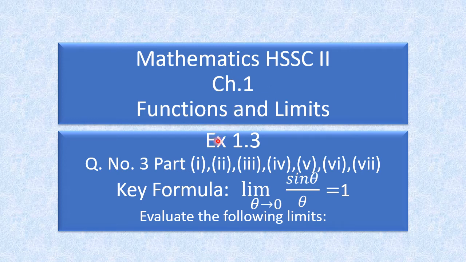Bismillahirrahmanirrahim. Exercise 1.3, question number 3, and the key formula for solving these questions is limit when theta tends to 0, sine theta divided by theta equals 1, provided we are measuring theta in radians. The most important thing to remember in this formula is that whatever the angle inside sine is, it has to be the same as the angle below sine. The value here and the value here must be the same. Only then can we write that this limit is equal to 1.